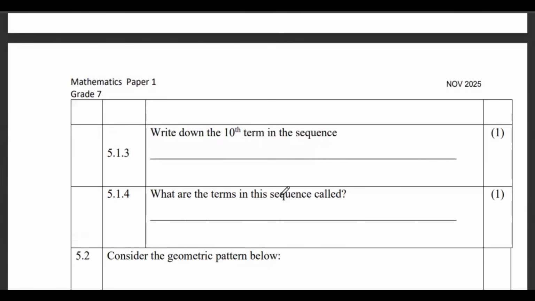Then write down the 10th term. So T10 is going to be 3 times 10 because 3n means a multiplication, 3 times n. So that becomes a 30.